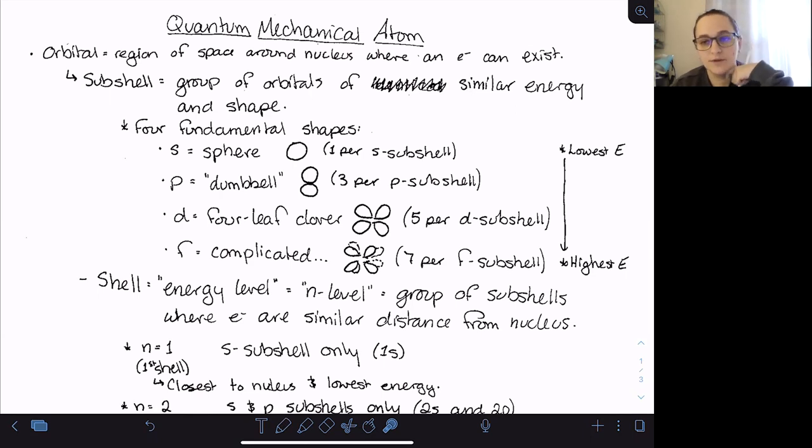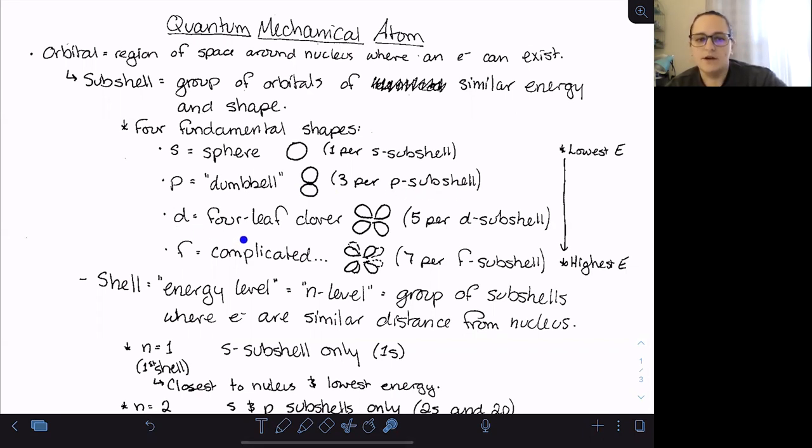There are four fundamental shapes of orbitals. They're known as the S, the P, the D, and the F. S orbitals are essentially a sphere, so I have little sketches of them over here. And there is one S orbital in an S subshell. The P is often described as a dumbbell shape, sort of two elongated bubbles connected in the middle. And there are three P orbitals in a P subshell.